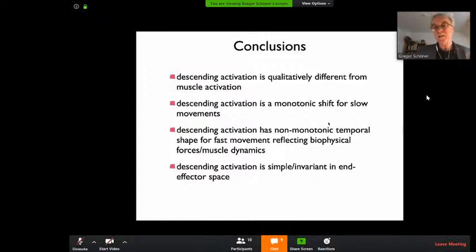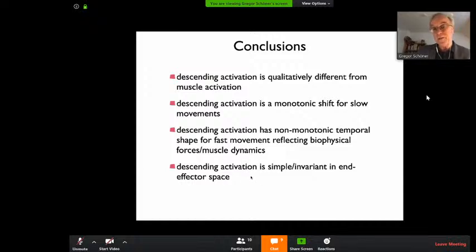But for fast movement, it has more complex, say here, non-monotonic temporal properties, temporal shape, and that reflects the biophysics of the movement. It reflects interaction torques and muscle dynamics. Reflects in the sense that by sending down a complex signal like that, the right torques are generated at the right time to counteract interaction torques, and that leads to these smooth and fast velocity profiles that we see in natural movements like that. You saw the paths are not perfectly straight, but are certainly somewhat straight, and they are made straight in part by these kinds of descending activation patterns that compensate for the interactions that occur.